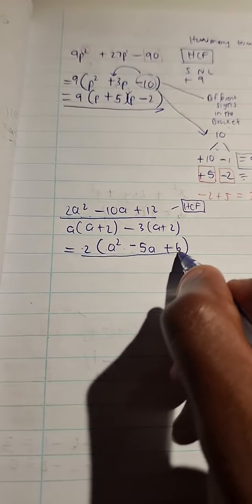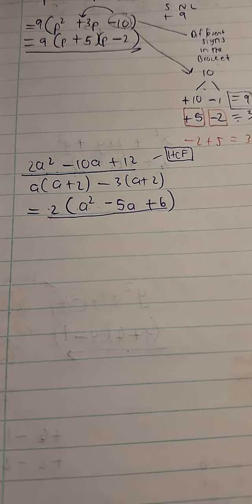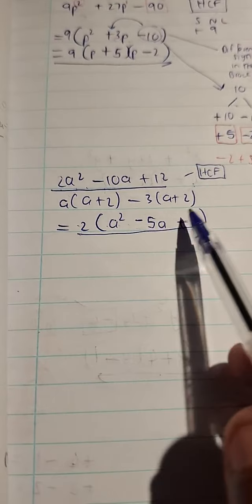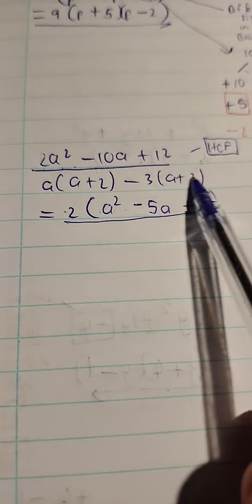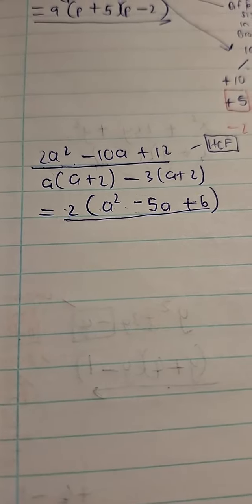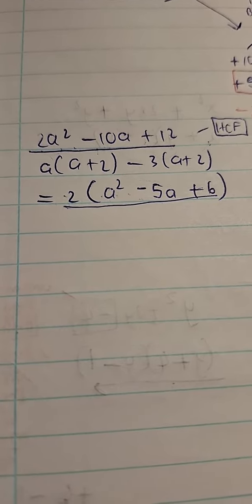Let's go down to the denominator. How many terms in the denominator, guys? Let's start there. How many terms do you see in the denominator? How many terms? Let's see the magic number.